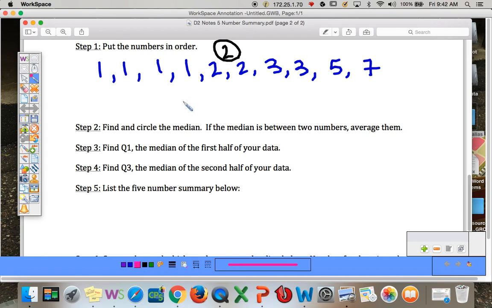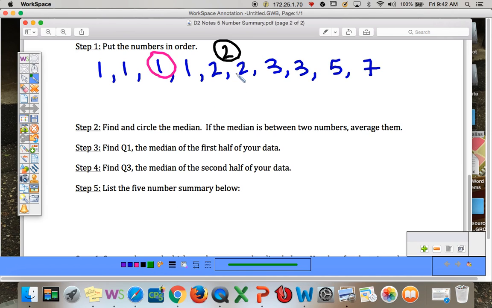So the median of your first half of data, you look at everything below the median. So if this is the median, we look at all the terms below that. We don't include it. We look at everything below, and we find the middle. So again, it might help to cross out. And we can see here that 1 is the Q1, or the middle of our first half of data.